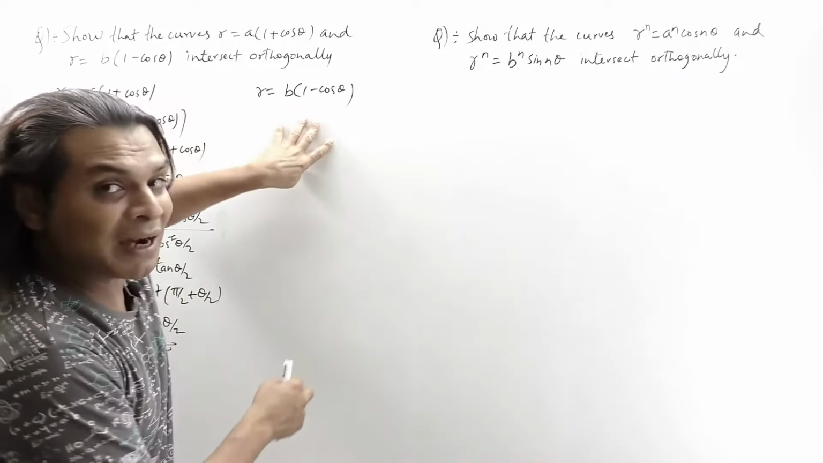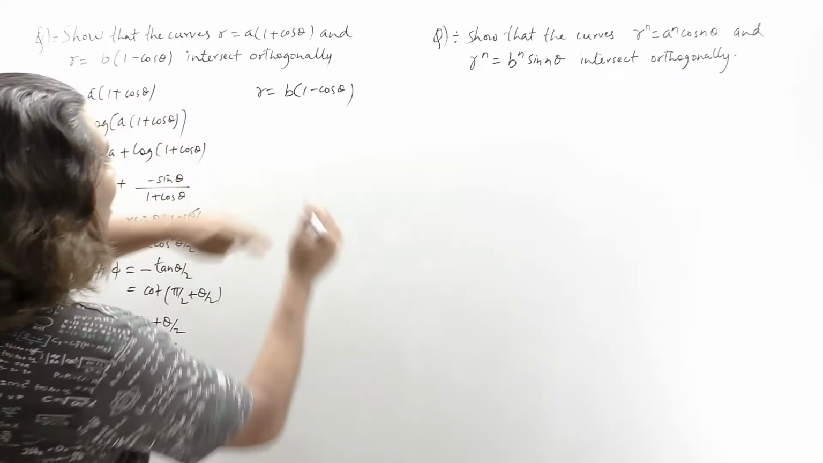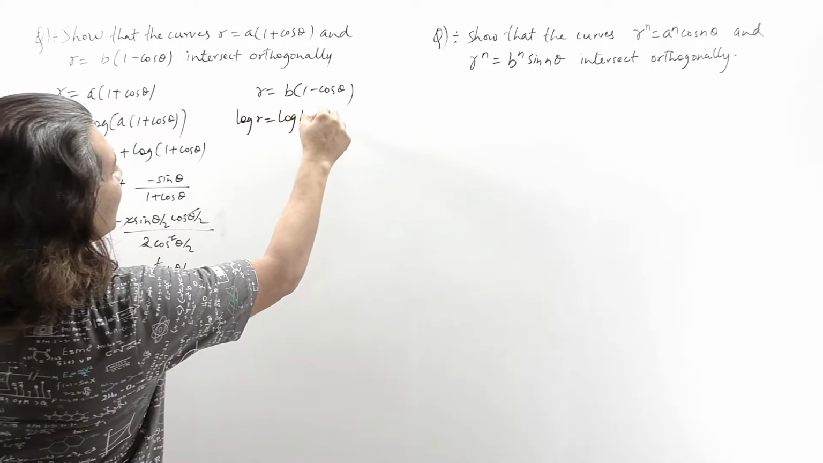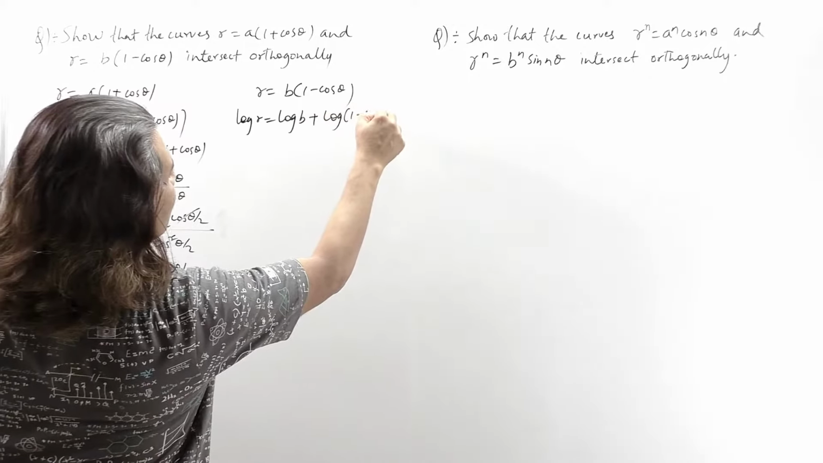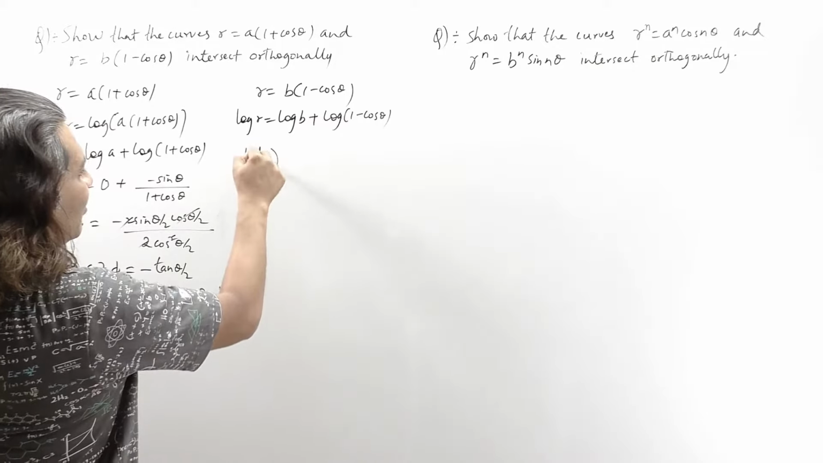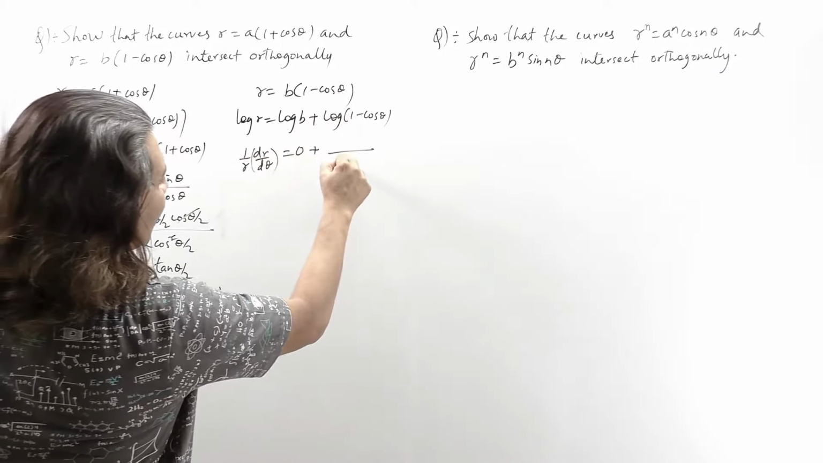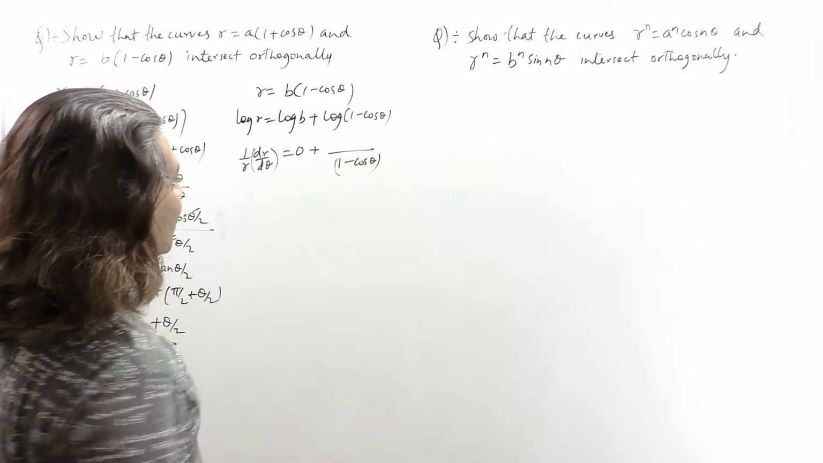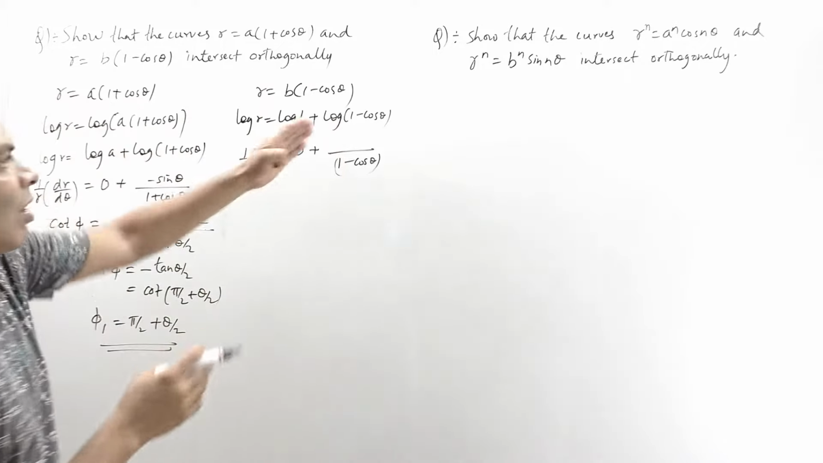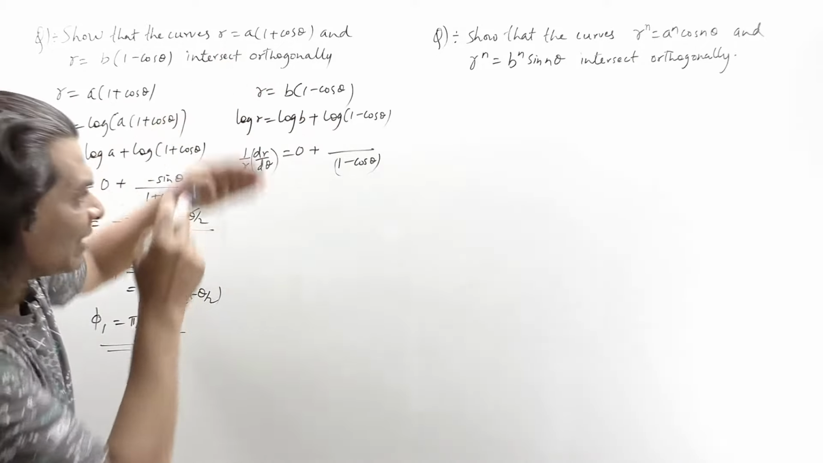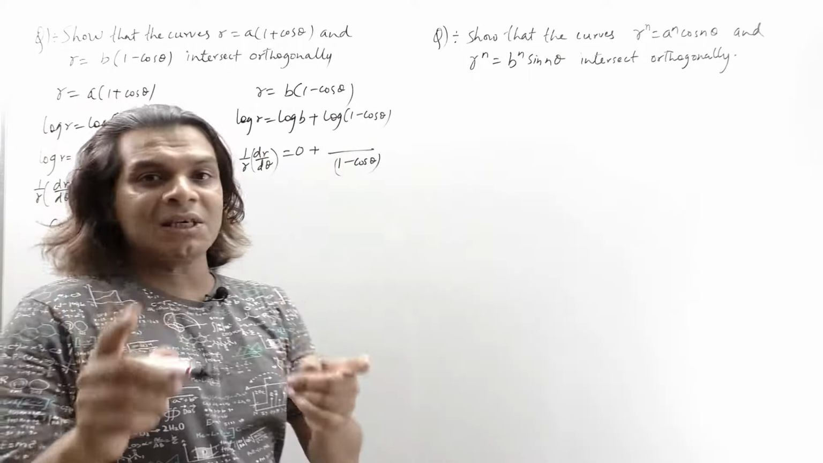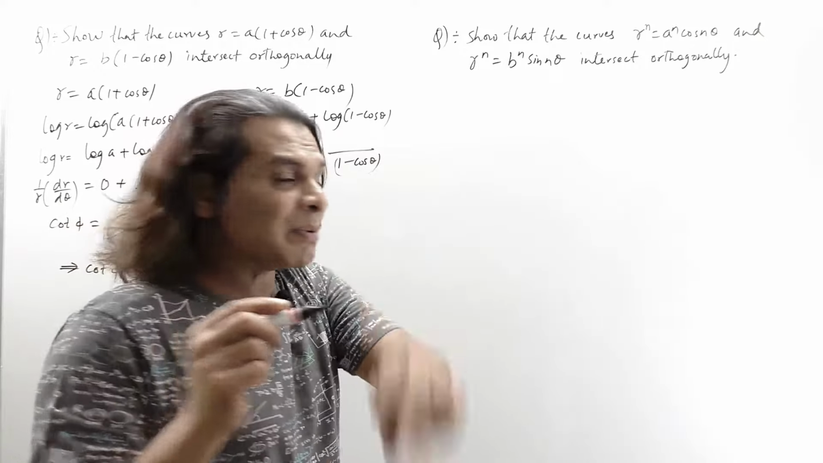Now moving to the second part, r is equal to b into 1 minus cos theta. We will do the same here. Log of r is equal to log of b plus log of 1 minus cos theta. 1 by r dr by d theta is equal to 0 plus again, differentiation of log of 1 minus cos theta is first log x is 1 by x. So, log of 1 minus cos theta is 1 by 1 minus cos theta. Again, differentiation of 1 minus cos theta will be 0 minus of differentiation of cos theta, which is minus sin theta. So, minus into minus becomes plus.